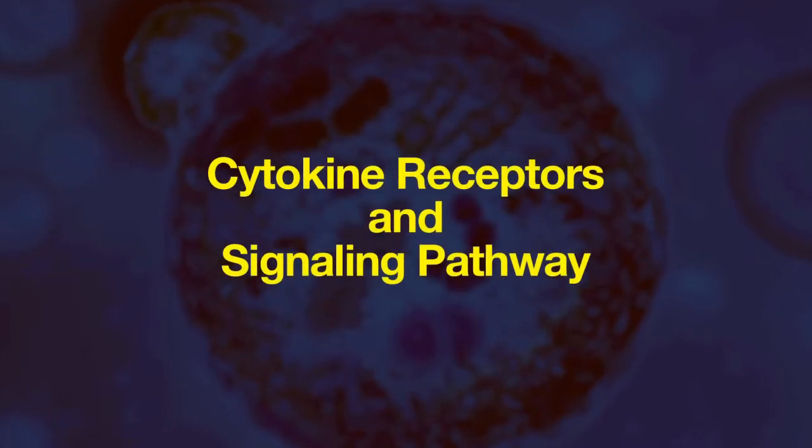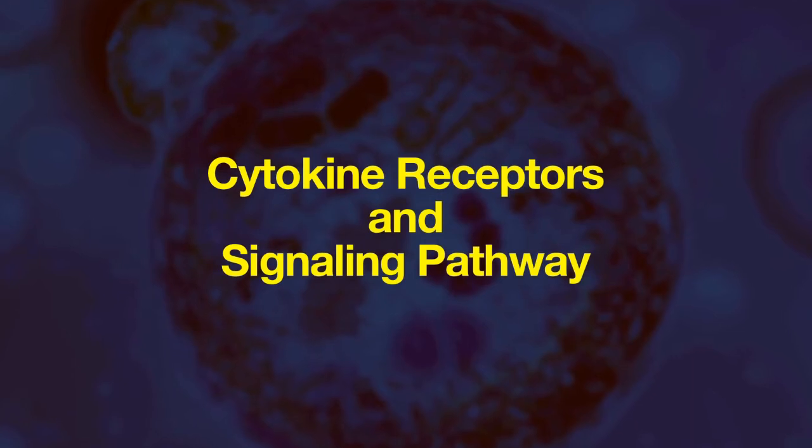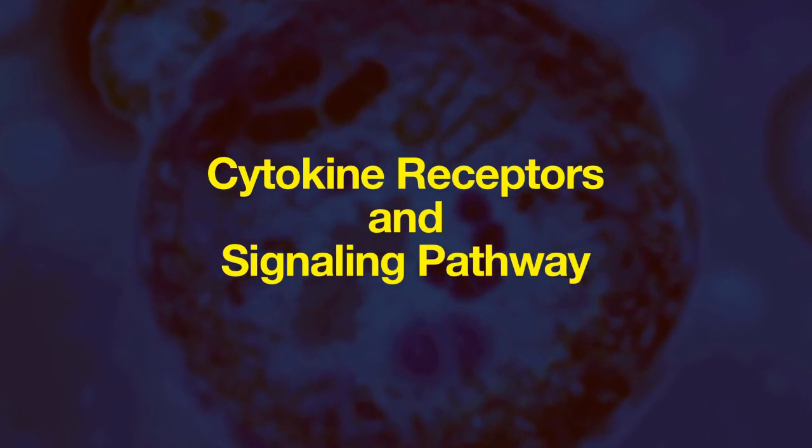Next, let us take up cytokine receptors and signaling pathway. Cytokines are substances produced by immune cells and they have the potential to affect the activity of neighboring cells. Cytokines bind to cytokine receptors present on the cell surface with high affinity. These receptors are linked to important signaling pathways that play a role in cellular activation, survival, proliferation, and differentiation.